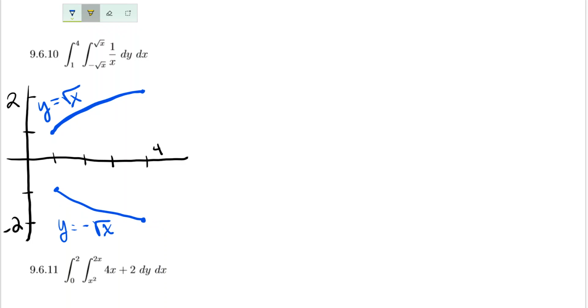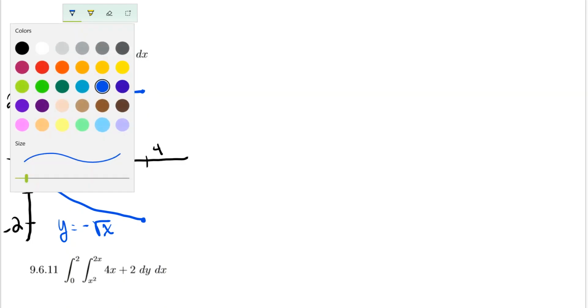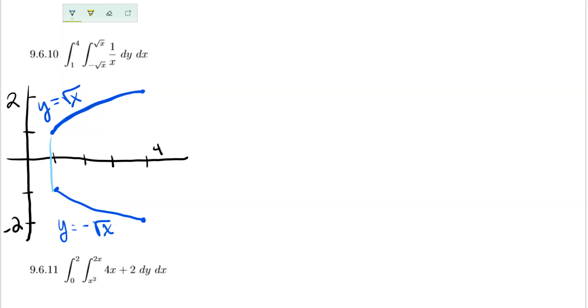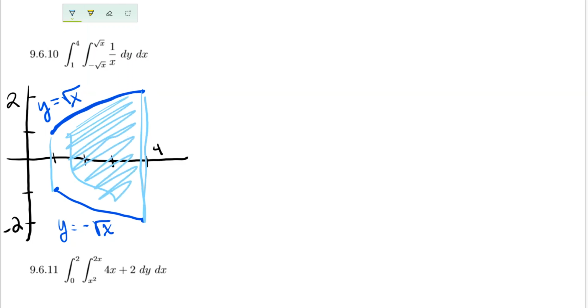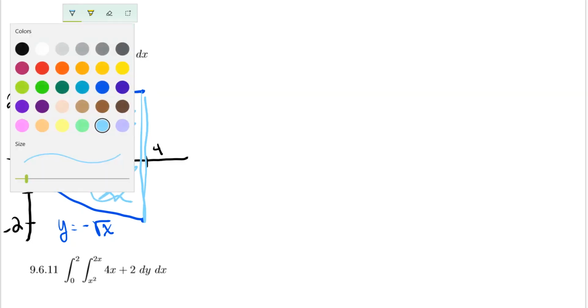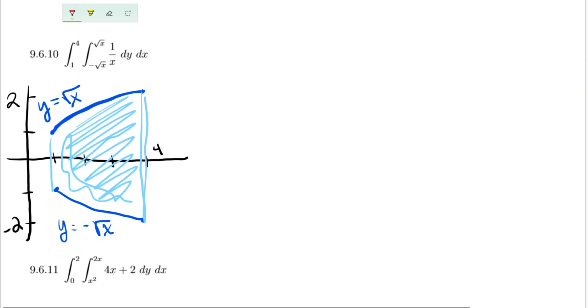So the area we're going to be integrating over is the stuff in between these two. So this area here, voila. Okay. So if we were to draw in what it looks like in the y direction, we're going from here to here, and then in the x direction from 1 to 4, just so you get an idea of what's happening. All right, let's integrate this.